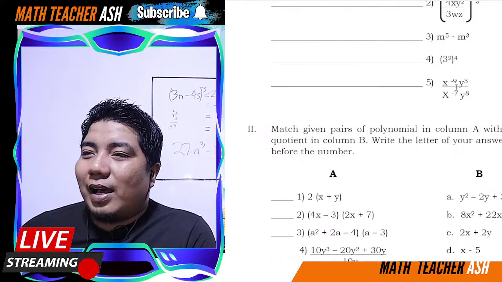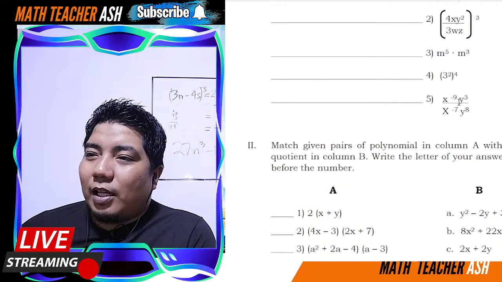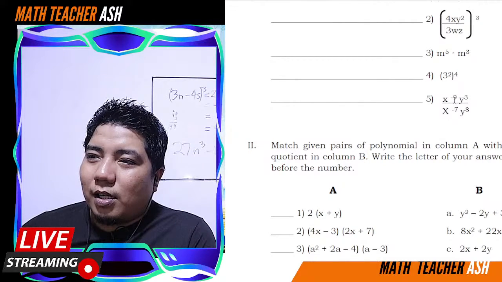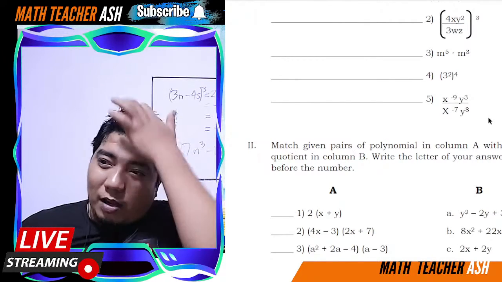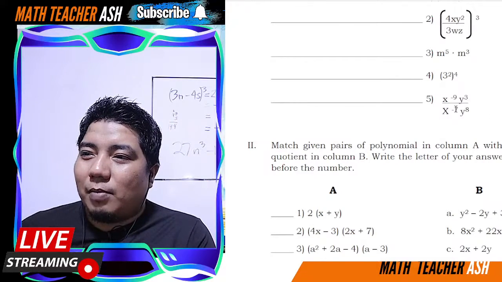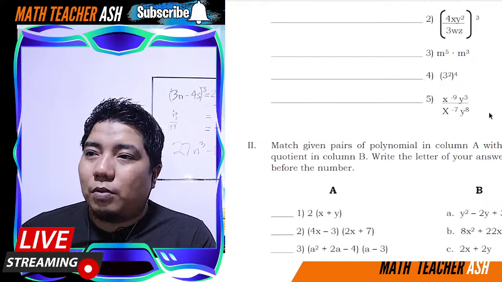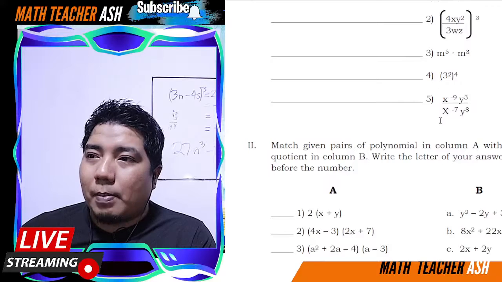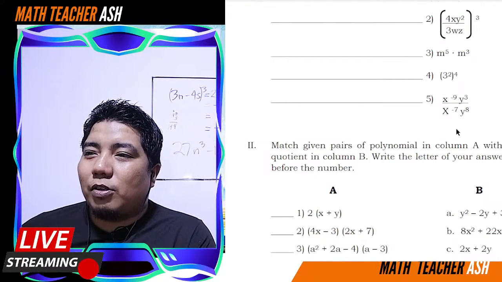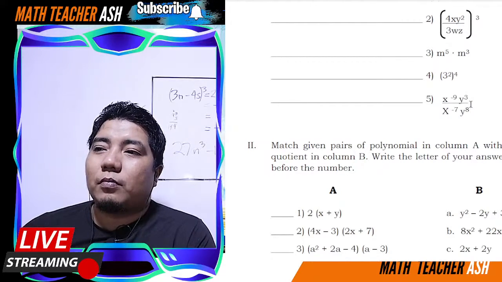And here we have, pwede mong baliktarin ito kasi negative sila. So, magiging x to the, pwede mo i-minus sila. Okay. So, we have negative 9 minus negative 7. The answer is negative 2. So, therefore, ibababa mo siya. So, nasa denominator side si x squared.